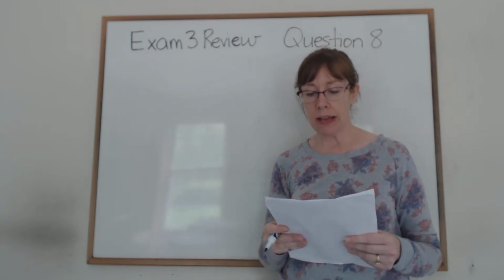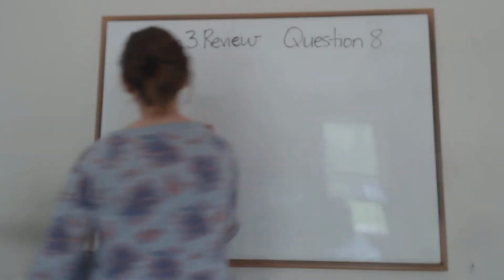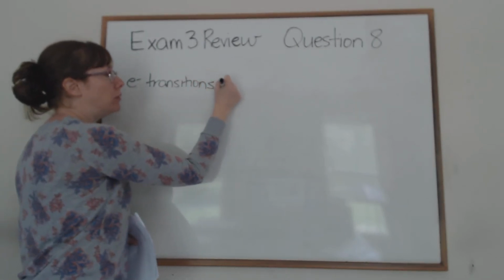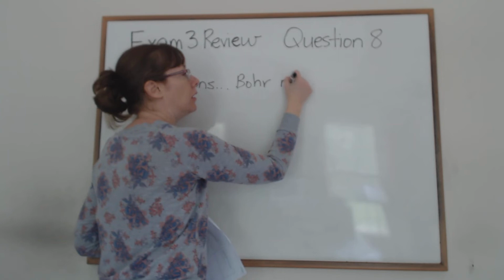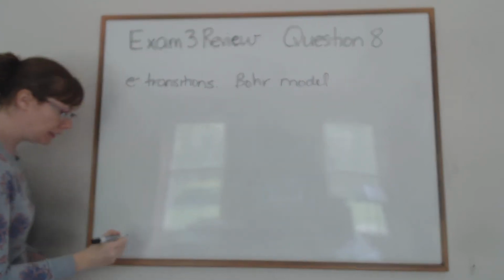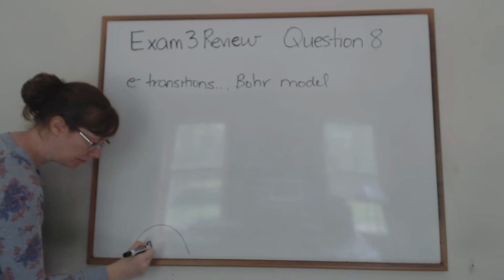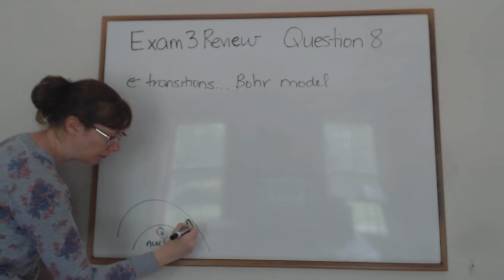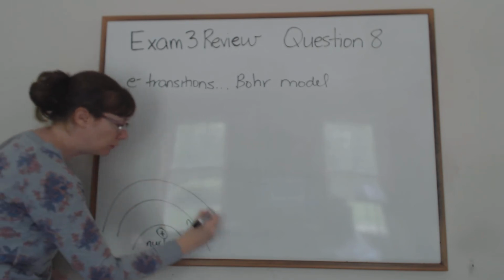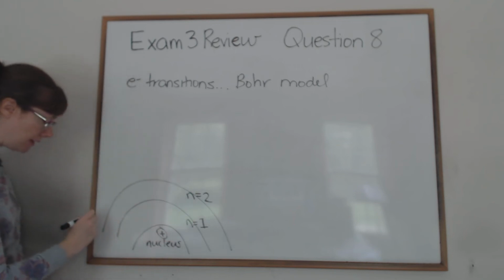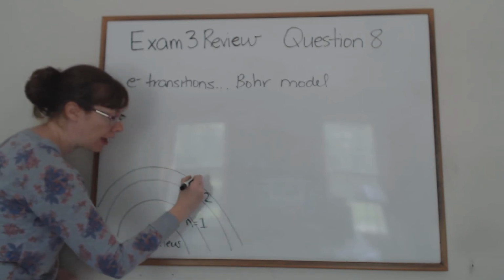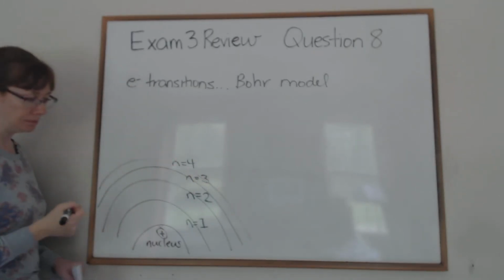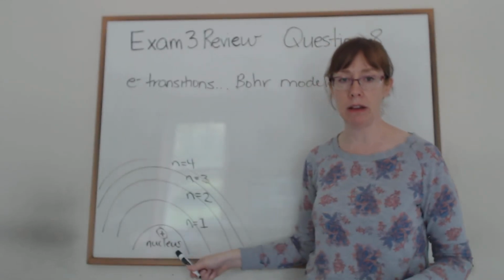Question number 8. If an electron transitions, okay, we're talking about electron transitions, moving. What you immediately want to think of is the Bohr model. The Bohr model is this whole nucleus down here, and you've got these N levels: N equals 1, N equals 2. And in the video, I made the point that the levels do get closer and closer together as they move farther and farther away. So I just recreated a little Bohr model.